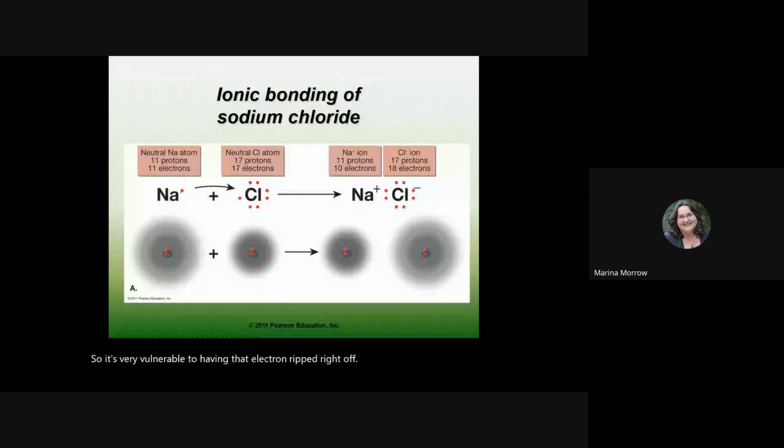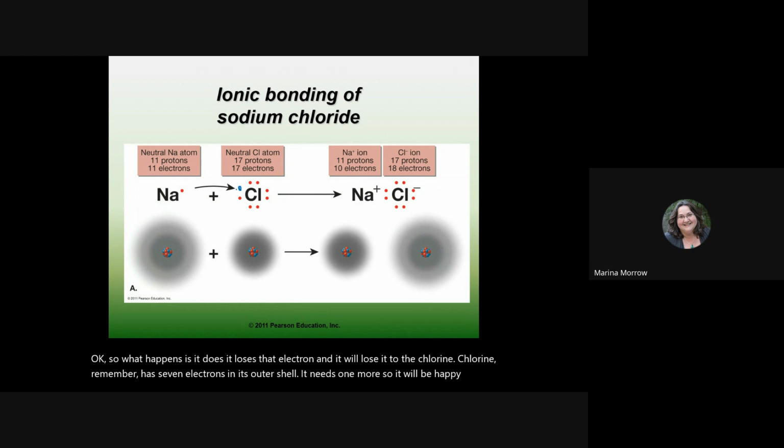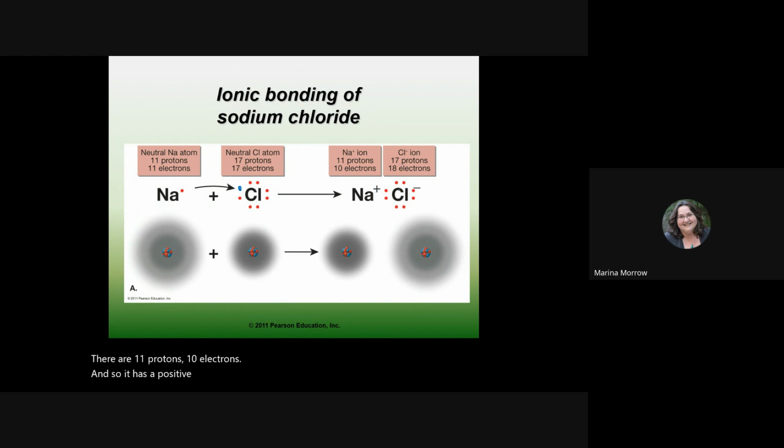Okay, so what happens is it loses that electron. And it will lose it to the chlorine. Chlorine, remember, has 7 electrons in its outer shell. It needs 1 more. So it will be happy to take the electron from the sodium. The problem is, once that happens, then you've got a sodium ion. There are 11 protons, 10 electrons, and so it has a positive charge. And you have a chlorine ion, which has 17 protons but 18 electrons. So it gets a -1 charge. And so now you've got something that's negative and something that's positive, and they're going to be attracted to each other.